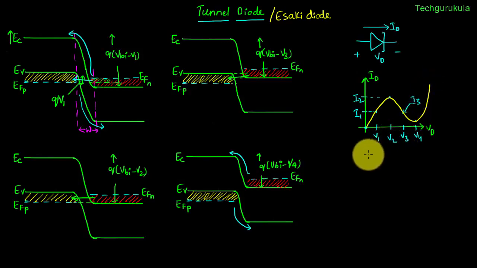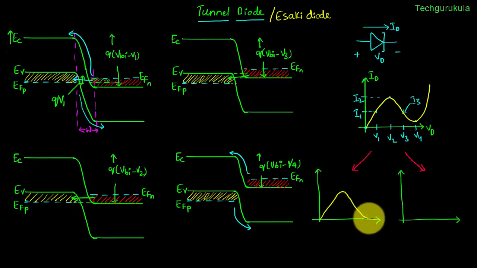And we can basically understand this curve by taking the sum of two curves, one telling the tunneling current, which dies down after some voltage, and the injection current, which would kick in after the voltage like this. And if we add these two curves, we would get this curve. This indicates the tunneling current, and this indicates the normal conventional p-n junction current.